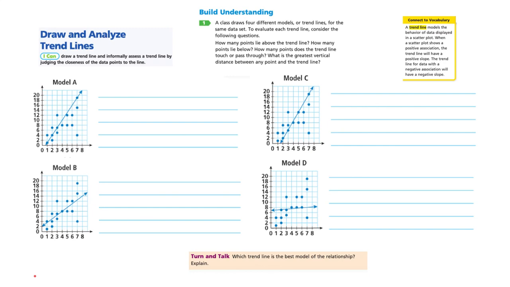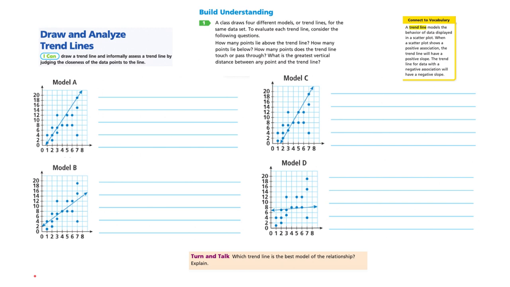Hi, 8th grade. This is lesson 2 of module 8, draw and analyze trend lines. And the I can statement says, I can draw a trend line and informally assess a trend line by judging the closeness of the data points to the line. So we will work on the build understanding, but if you have not already done the Spark Your Learning, I would encourage you to pause the video here and go back and do that. It'll just give you a really good warm up for this lesson.